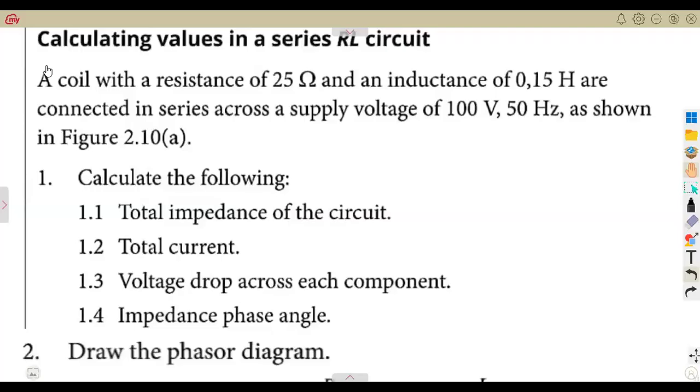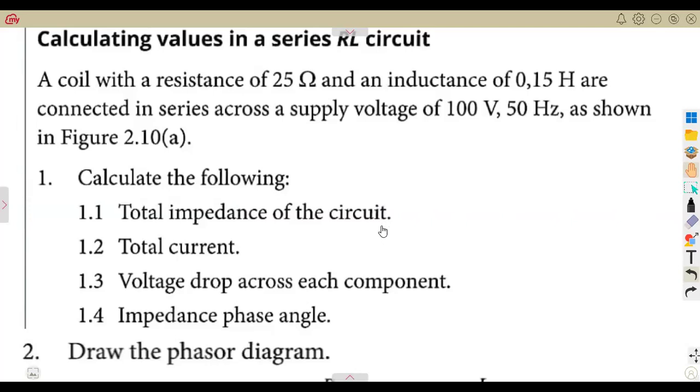All right. So in this case, I want us to consider our AC theory, which is part of our RL series circuit. It is very, very important that you have a recap of this. In your N5, you'll find out that you are working with AC theory, where you are going to be given the first part, the basics of AC.